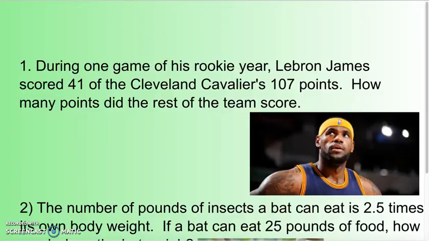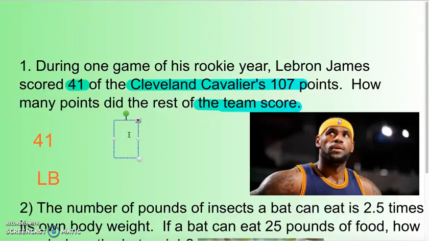Well, in order to figure this out, first of all, we need to determine what is missing. Well, whatever the team actually scored. Here, those are LeBron James points. We're going to actually write that down. So we have 41, and we'll put LB, that's LeBron James points. And then the whole team, the entire team, Cleveland Cavaliers. They scored 107 points. And so we're going to write that down too. And that's the total points of the team.